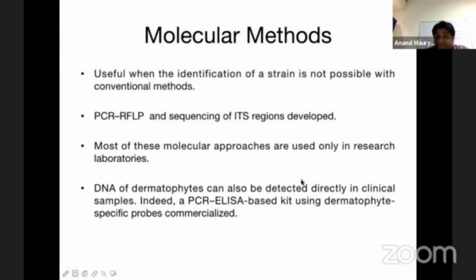PCR, RFLP, and sequencing of ITS regions have been developed, and most of the molecular approaches are used in research laboratories, and some reference laboratories use them as a tool for identification of newer species also. DNA of dermatophytes can also be detected directly from clinical samples, and some PCR-ELISA based kits or kits using dermatophyte species probes are commercially available.